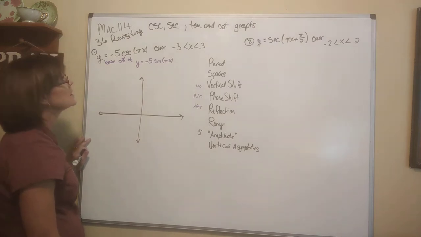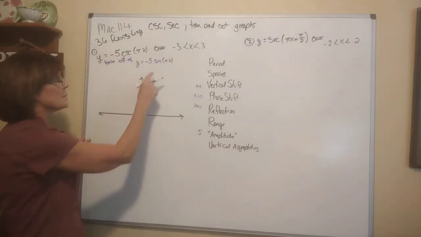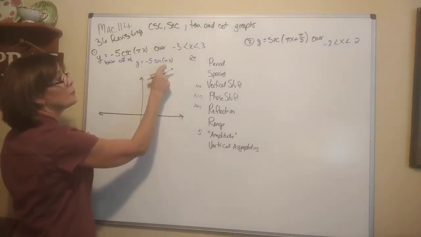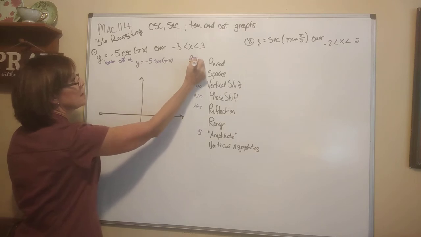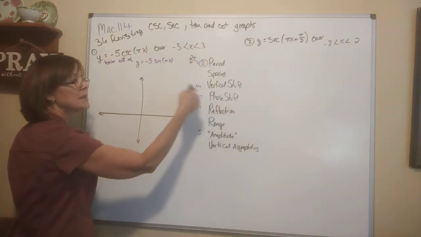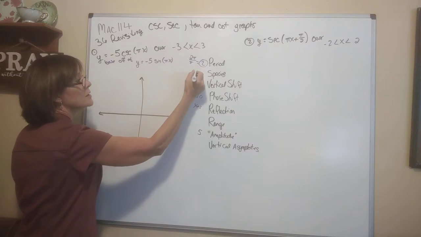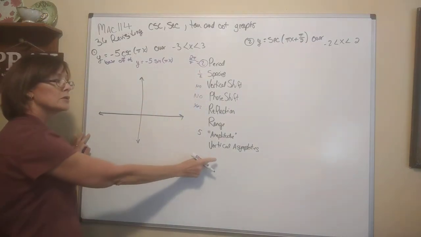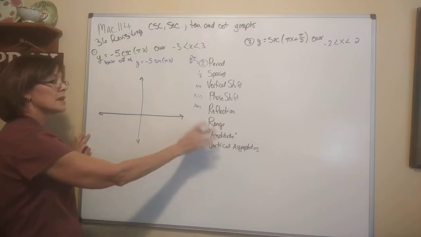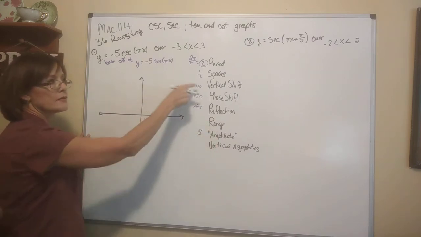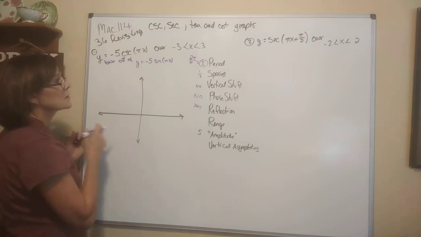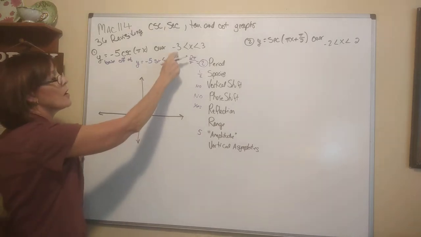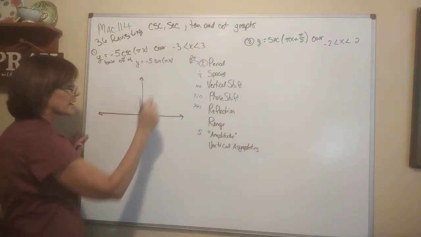The period for cosecant is the same as for sine. It's 2 pi over b, so it's 2 pi over pi, right? Because that's our b. So the period is 2. The spacing is the period divided by 4. So 2 over 4 is 1/2. That's how I'm going to slice up my x-axis. We will deal with the vertical asymptotes and the range at the end. And there wasn't a vertical shift that we have to contend with either. So let's just start laying out our x-axis in halves. And we have to go as far left as negative 3 and as far right as 3.